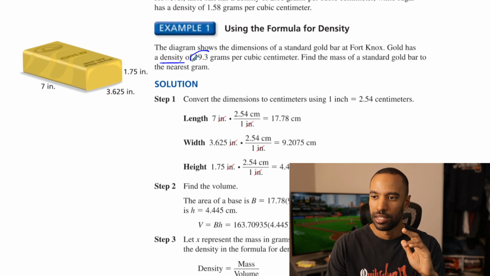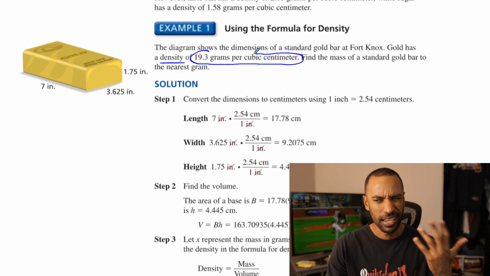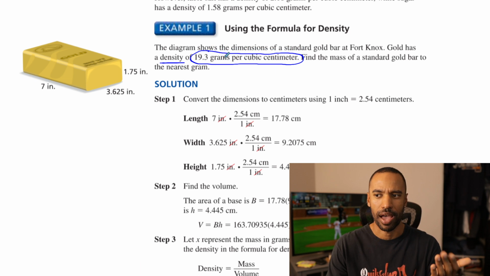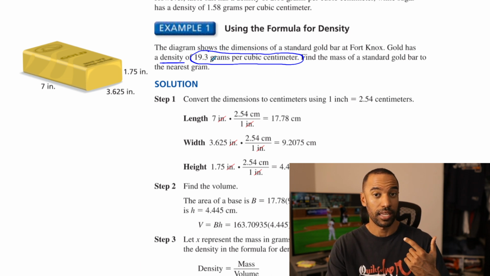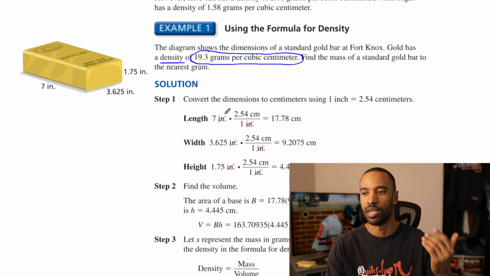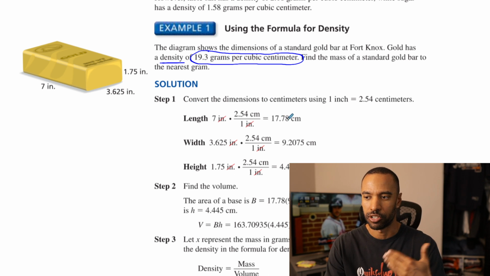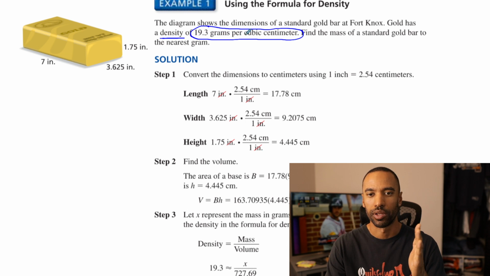Given that, here's why we had to convert to cubic centimeters. Because the density that you have is grams per cubic centimeter. Grams are already applied, so we know it's going to be grams, and we were in inches. We need centimeters to make cubic centimeters to follow along with this.